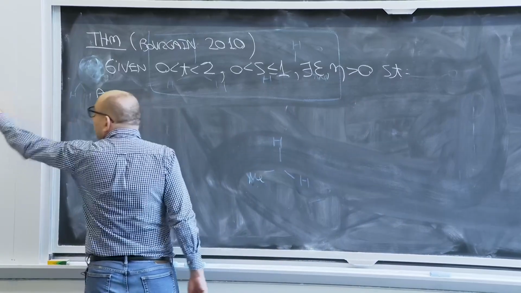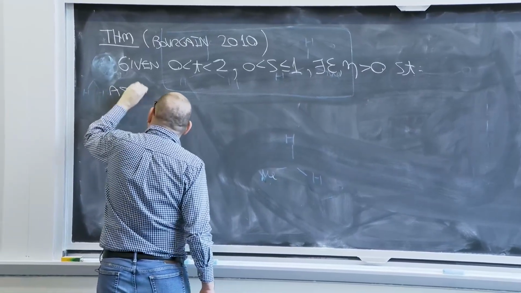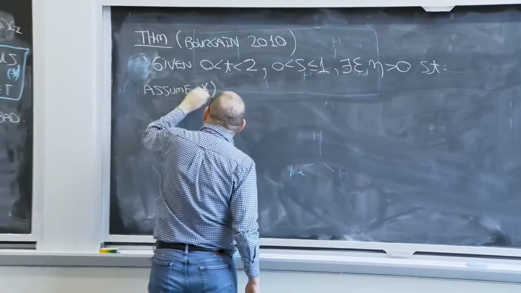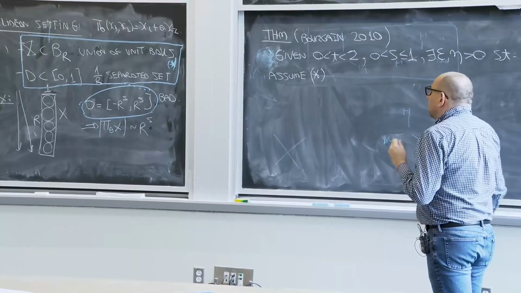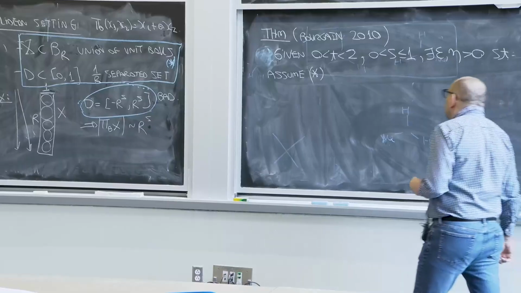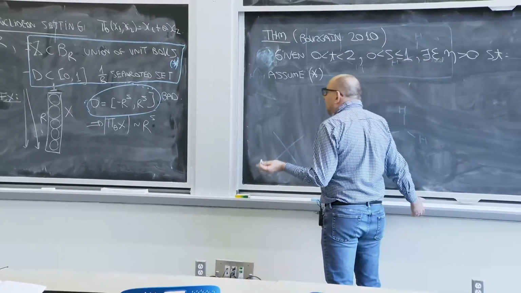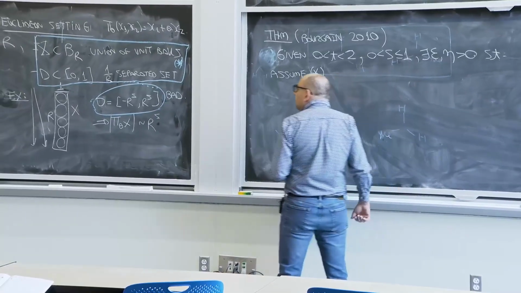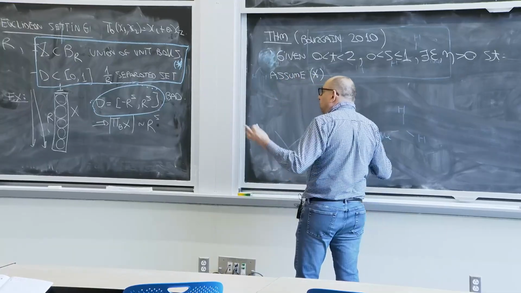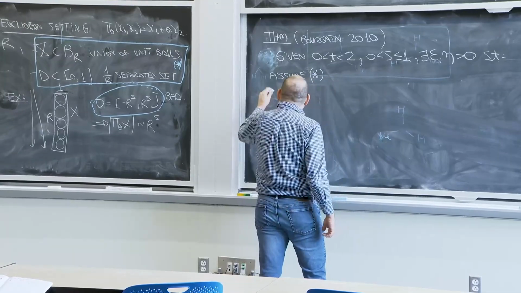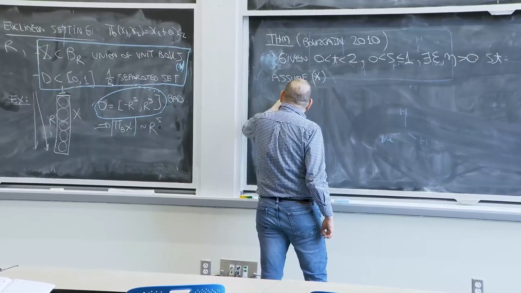Suppose that we have x, a union of unit balls in the R ball, and D, a 1 over R separated set of directions. And then we need to assume something, because otherwise it's not true. So we need to assume that x and D are not very concentrated in small balls or small intervals. So this is what we are going to assume.